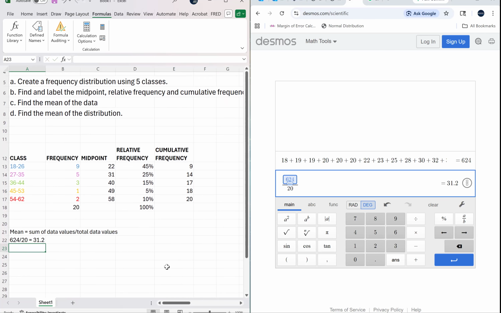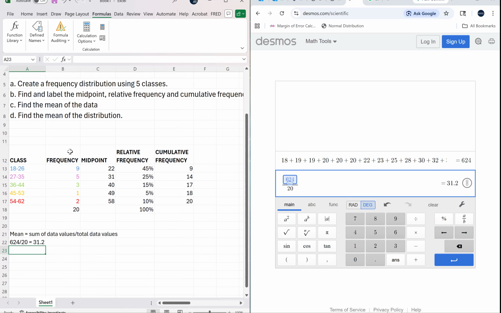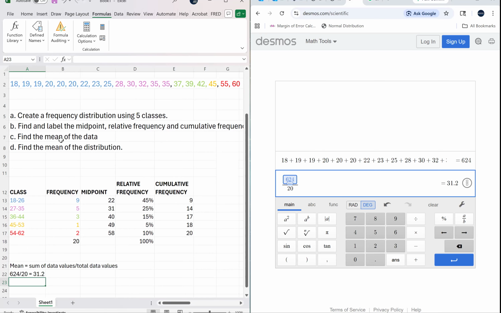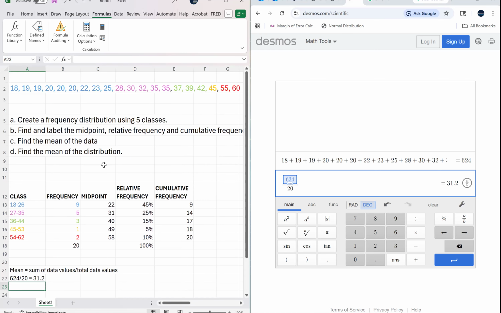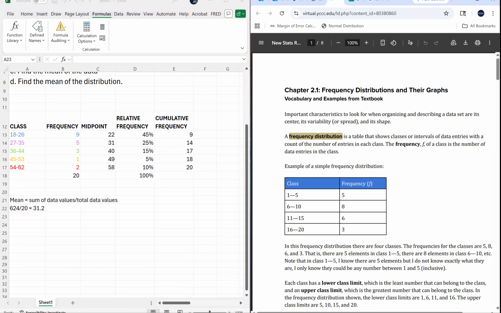Last up is part D, find the mean of the distribution. So this is asking us to kind of pretend that you don't have these numbers up here. Pretend that you only have this here, and you want to find, well, what's the average? I have a lot in this group. I have a lot in this group. This group's pretty empty. What's the average here? So I'm actually going to bring up the notes I was talking about earlier because I'll be honest with you, I don't have this formula memorized.